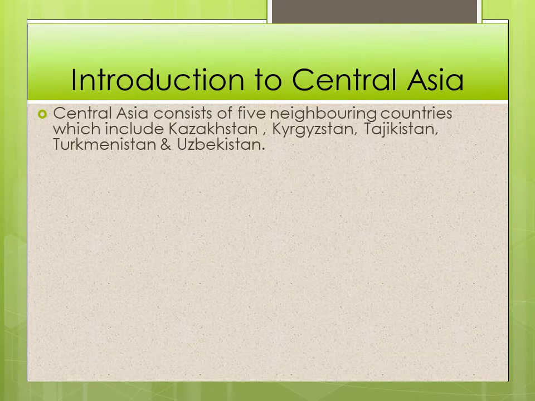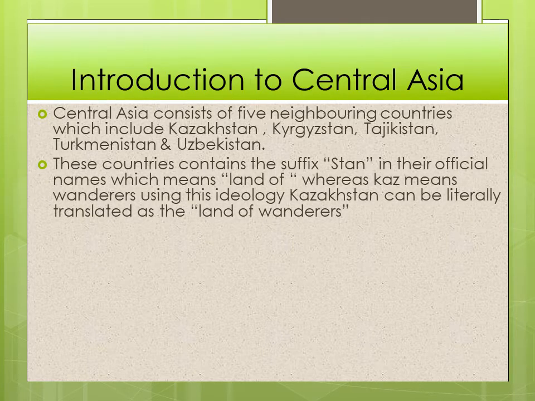Now we have 5 countries over here, the 5 neighboring countries: Kazakhstan, Kyrgyzstan, Tajikistan, Turkmenistan, and Uzbekistan. Now, all these countries have a common suffix called stan, which means land of. Now, when you break this name, children, for example, Kazakhstan, what does Kaz mean?